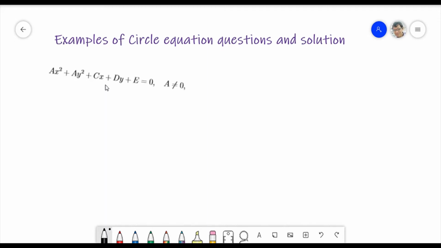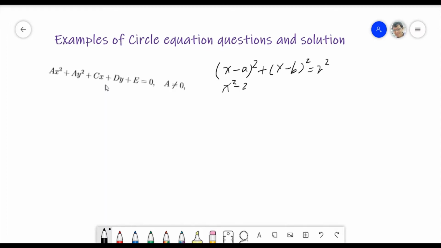How does this come out this way? Okay, let me just show you. In fact, it's just a simple algebra operation. Let me write the form of (x minus a) squared plus (y minus b) squared equals r squared.